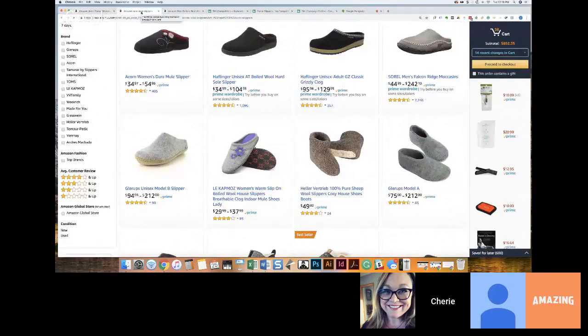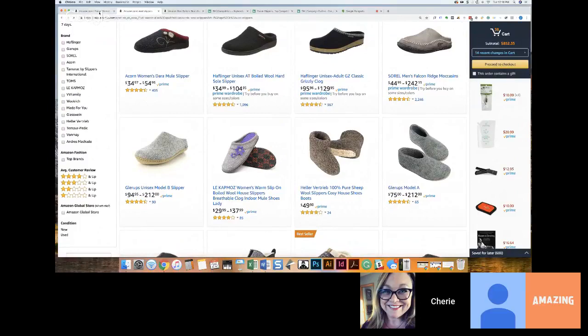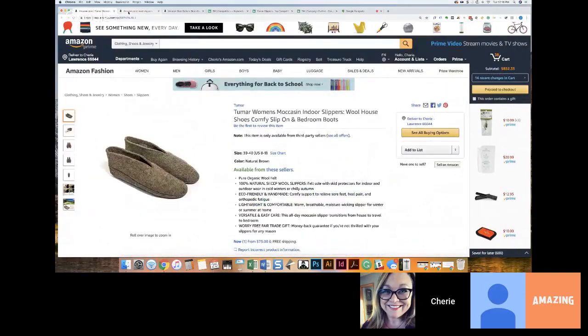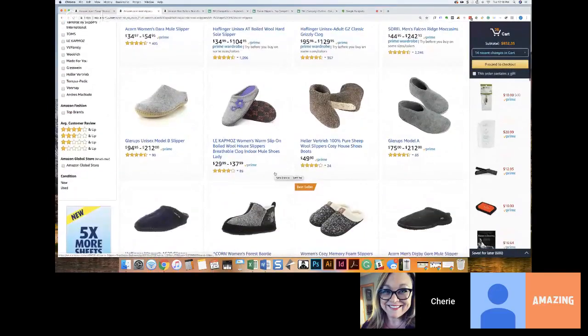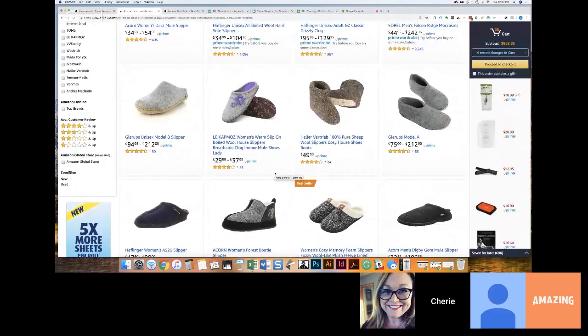I'm starting to get, if you're doing an Easter egg hunt, this is getting warm, right? So I'm like, okay, we've got the Glare Ups. To me, that's the brand that's the most like what we have. You know what I mean? They are a wool slipper. They've got this more natural, traditional look, right? So then I started questioning, okay, some of these don't look like mine though, right?